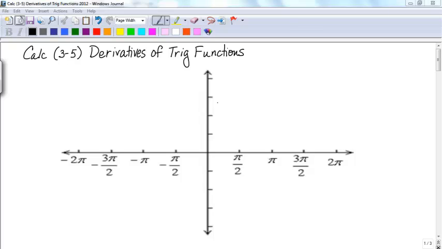Today we're going to talk about derivatives of trig functions, and I want to go through the graphs again of sine and cosine and their derivatives. So first, let's do the standard labels for the trig graphs. Every pi over 2 on the x-axis, and let's go up. Let's make this 1 and this negative 1 here.